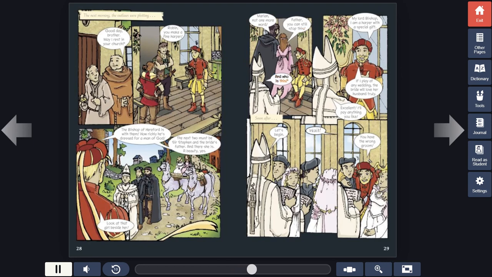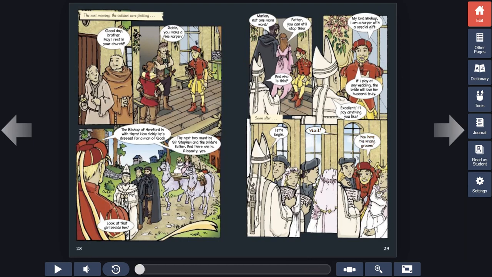And who is this? My Lord Bishop, I am a harper with a special gift. If I play at any wedding, the bride will love her husband truly. Excellent. I'll pay anything you like. Soon after, let's begin. Wait! You have the wrong groom.